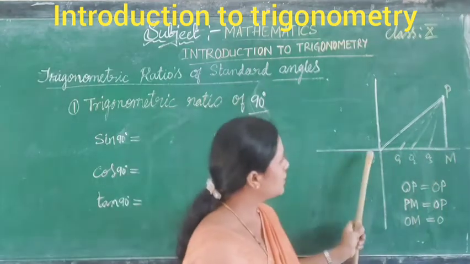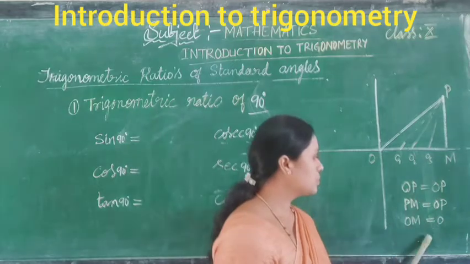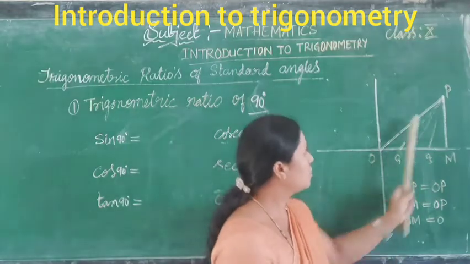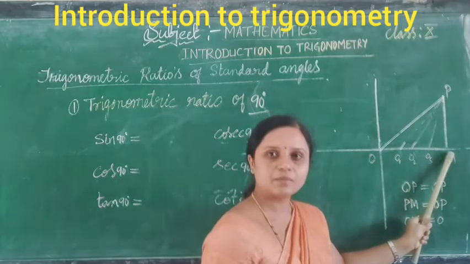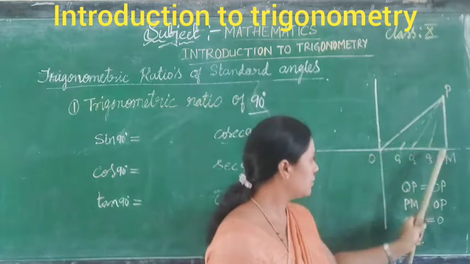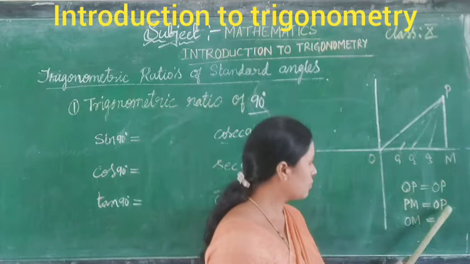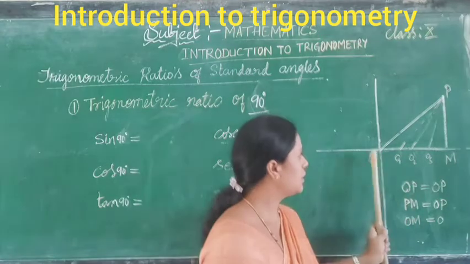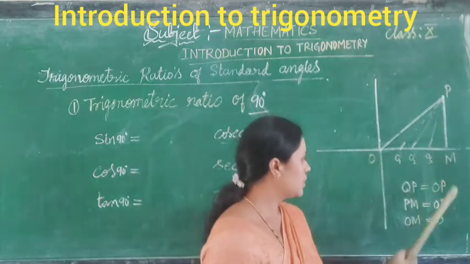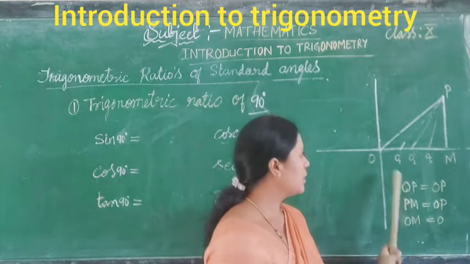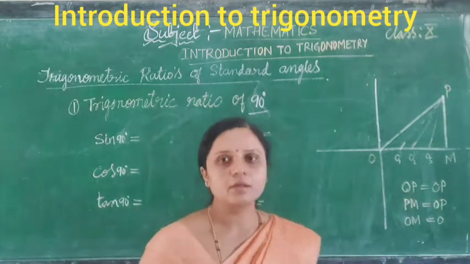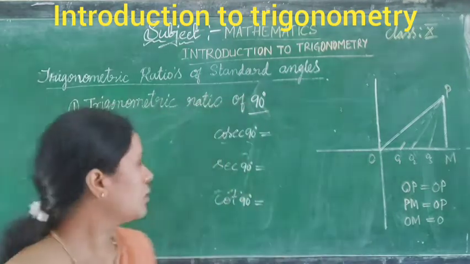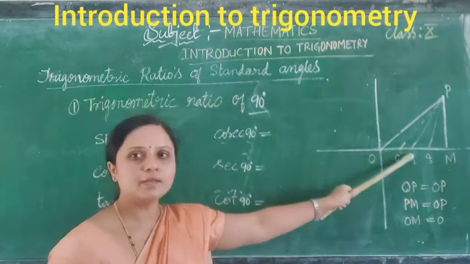Then what happens is this length OM becomes 0, and the length of OP coincides with this perpendicular length PM. That's why OP is equal to PM. The length of OP equals PM, and OM becomes 0. By using this figure, now we can easily write the trigonometric ratios of angle 90 degree.